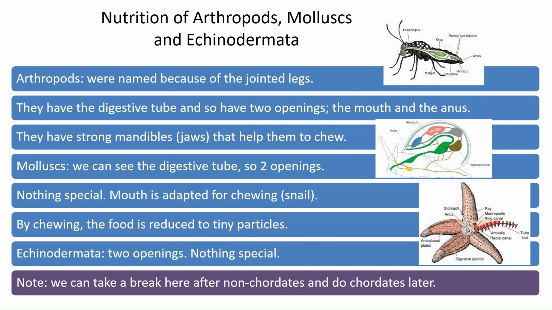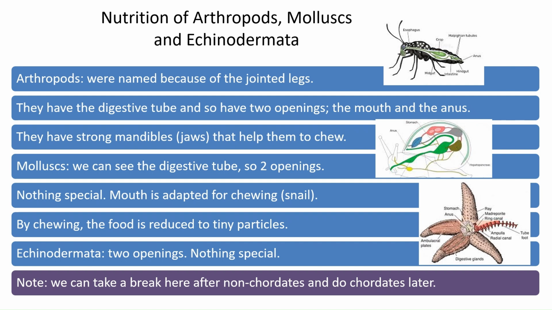Nutrition of arthropods, mollusks and echinodermata. In arthropods, they were named because of the jointed legs. They have the digestive tube and so have two openings, the mouth and the anus. They have strong mandibles or jaws that help them to chew.